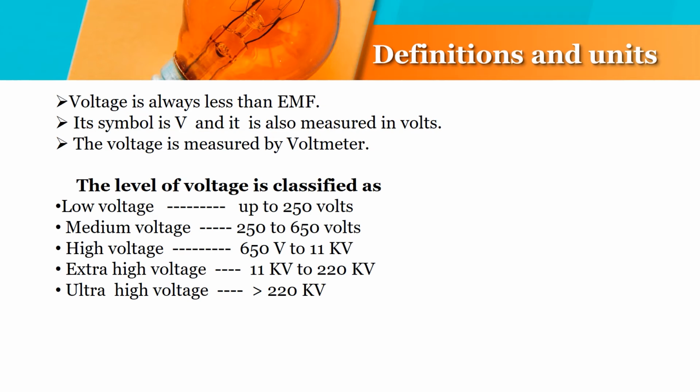The level of voltage is classified as low voltage, that is up to 250 volts; medium voltage, that is 250 to 650 volts; high voltage, 650 volts to 11 kV; extra high voltage, 11 kV to 220 kV; and ultra high voltage, that is above 220 kV.